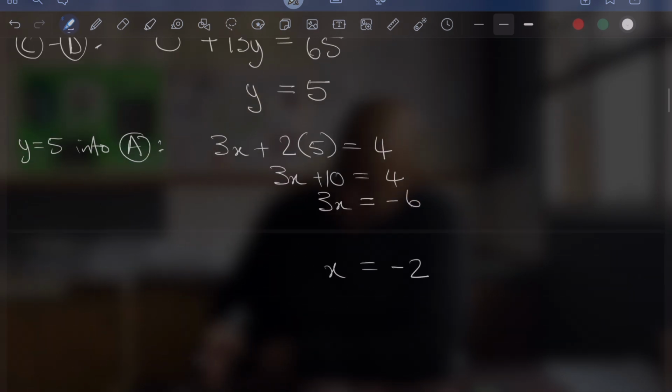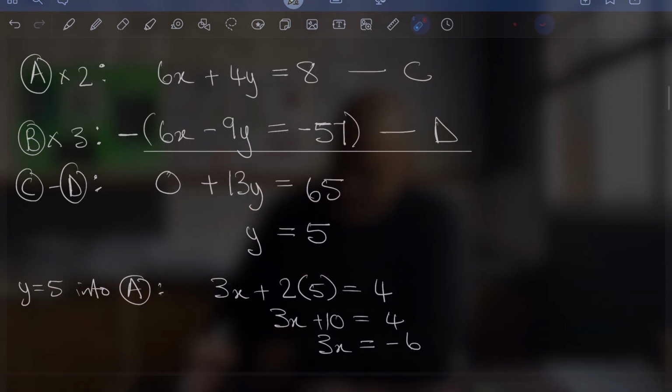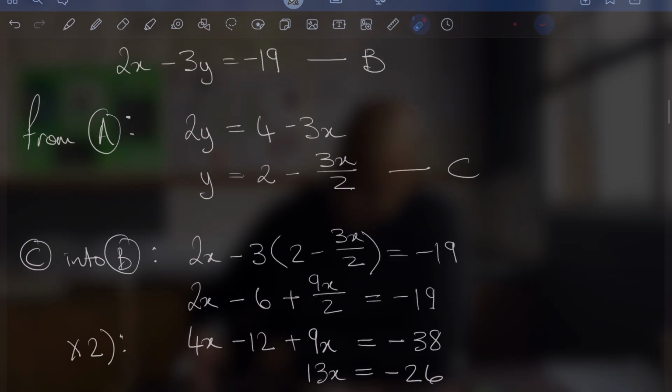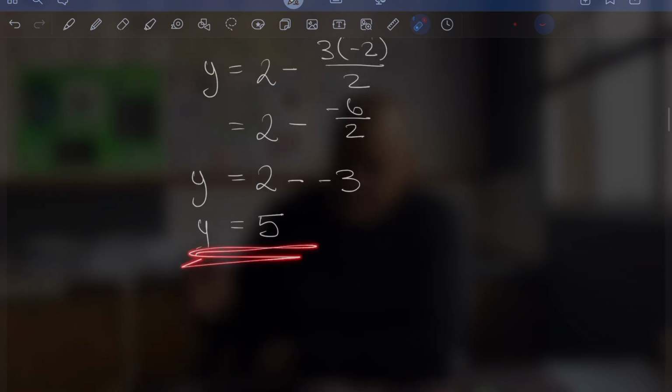And that is what we got in our previous example with elimination as well. So y is equal to 5, x equal to negative 2. And here x equals negative 2, y equal to 5, same answer.